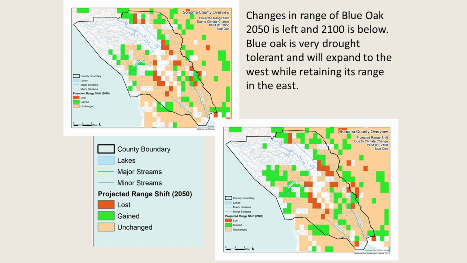Okay, now to some future changes that are predicted for Sonoma County. So the upper picture here shows the range of blue oak expected in the year 2050. And here it is in 2100. Blue oak is extremely drought tolerant. It's the driest area oak. And it's going to expand its range to the west while retaining its range in the east. And you can see this because it stays where it's light orange, it gains where it's green, and it loses where it's dark orange. And you can see how much more of it there is over in the west.